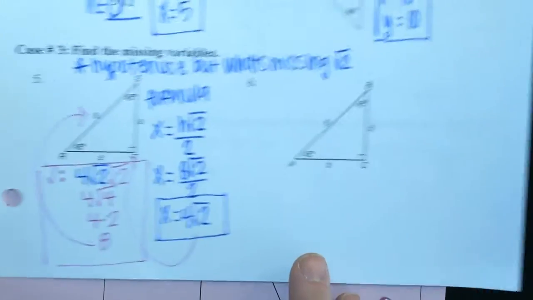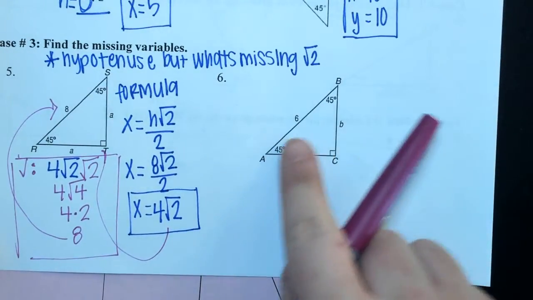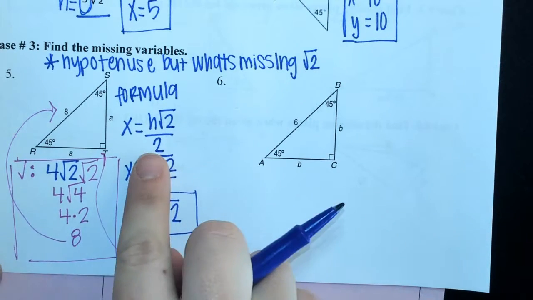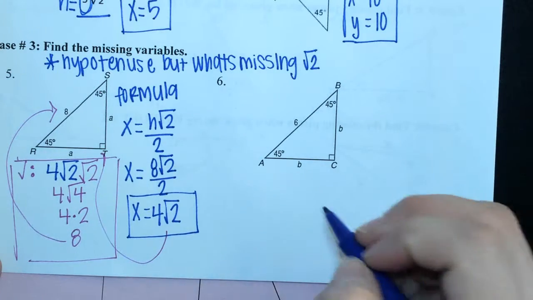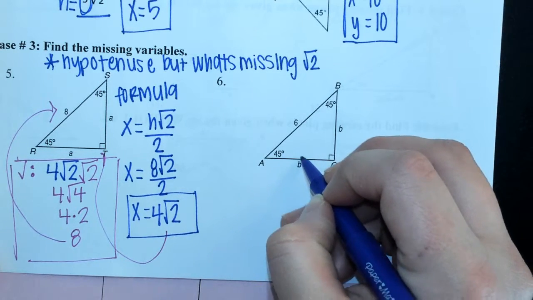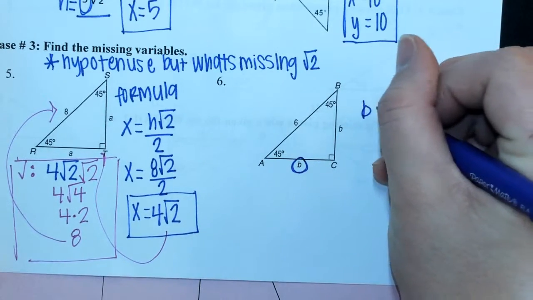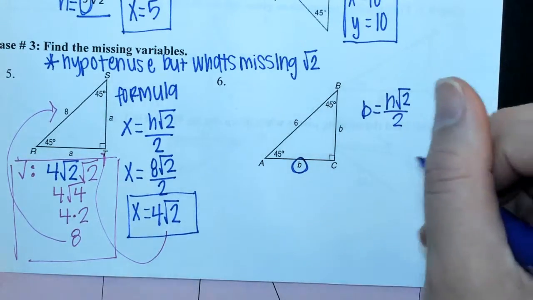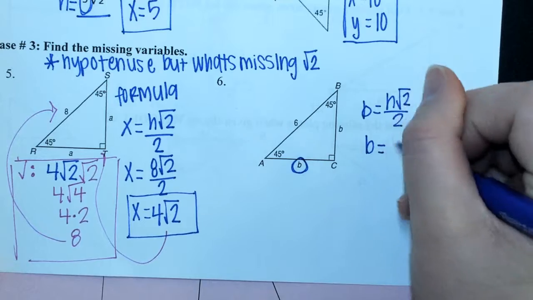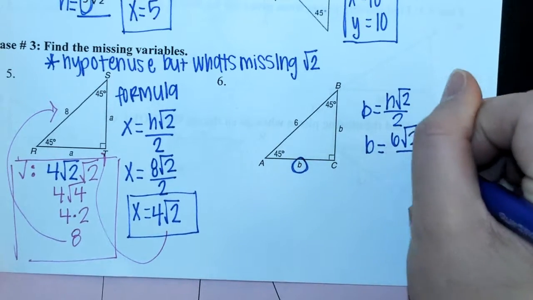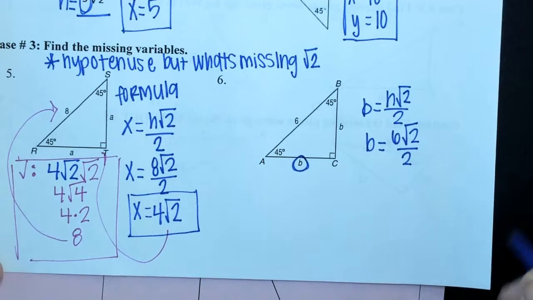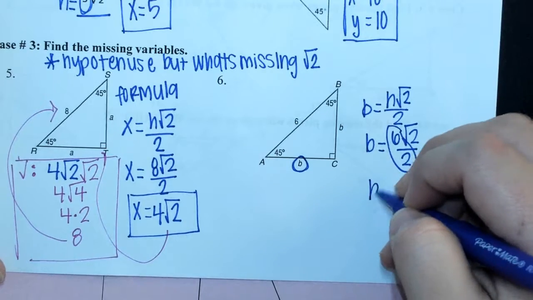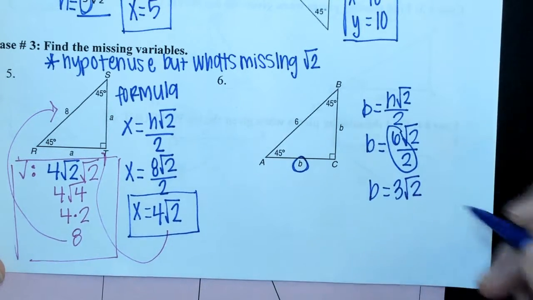Okay, number 6. What are we missing? We're given the hypotenuse, but what's not there? The square root of 2. So we have to use our formula. To find the leg, which in this case they're not calling x, they're calling it b, I'm going to say b is equal to the hypotenuse square root of 2 divided by 2. So b is equal to 6 square root of 2 divided by 2. Well, I can divide 6 divided by 2, which becomes 3 square root of 2.